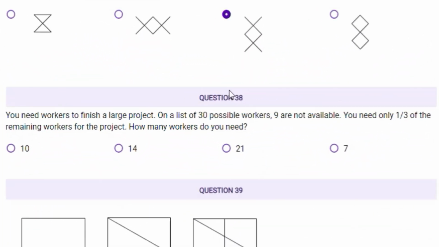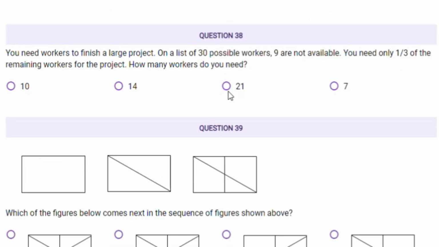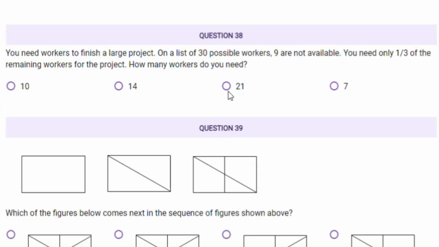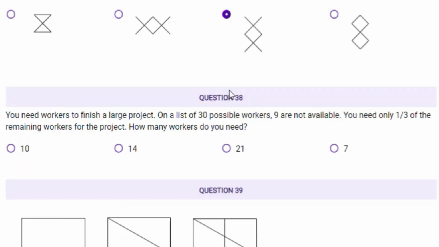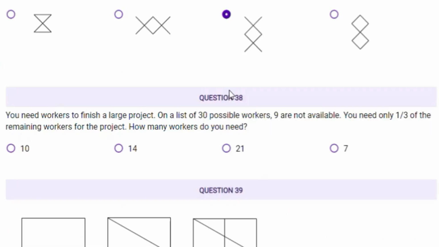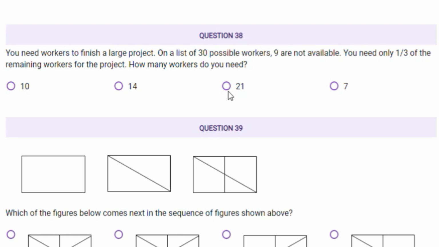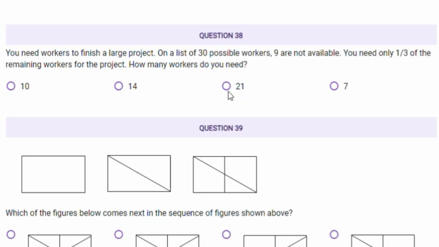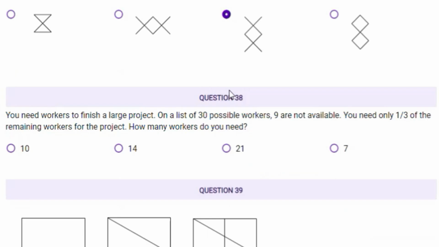Question number 38. Question, you need workers to finish a large project. On a list of 30 possible workers, 9 are not available. You need only 1/3 of the remaining workers for the project. How many workers do you need? What the question is asking, this question tests basic fractions and subtraction to find the required number of workers.